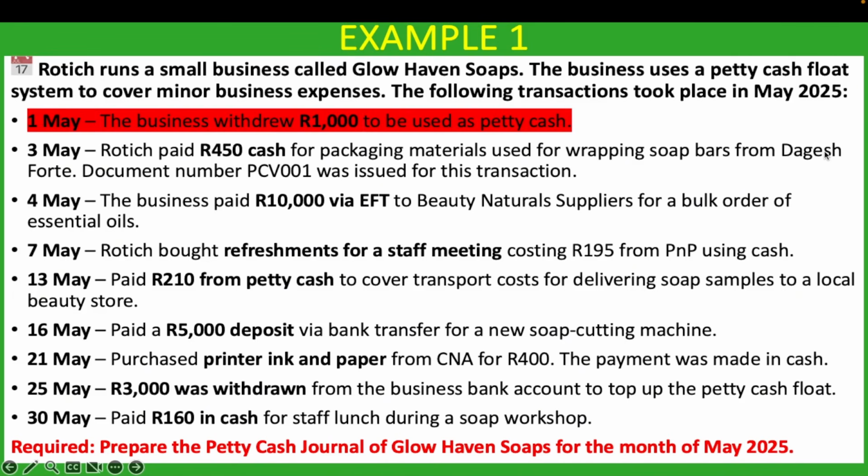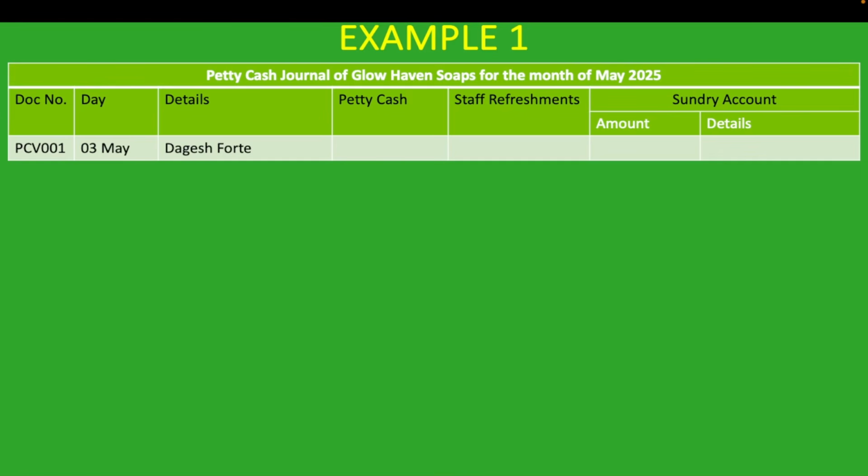So you can see here we've got the name. We paid Dagesh Forte for packaging materials. So we're going to put this as the details, Dagesh Forte. So let's go ahead and do that. Here we go, Dagesh Forte as the details, and you can see here you're putting the name of the person whom you paid using your petty cash.